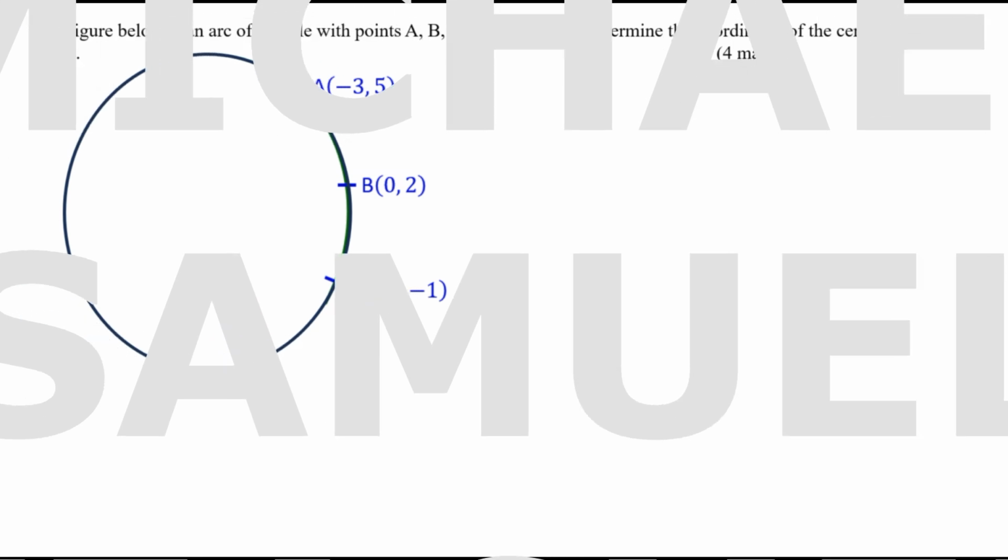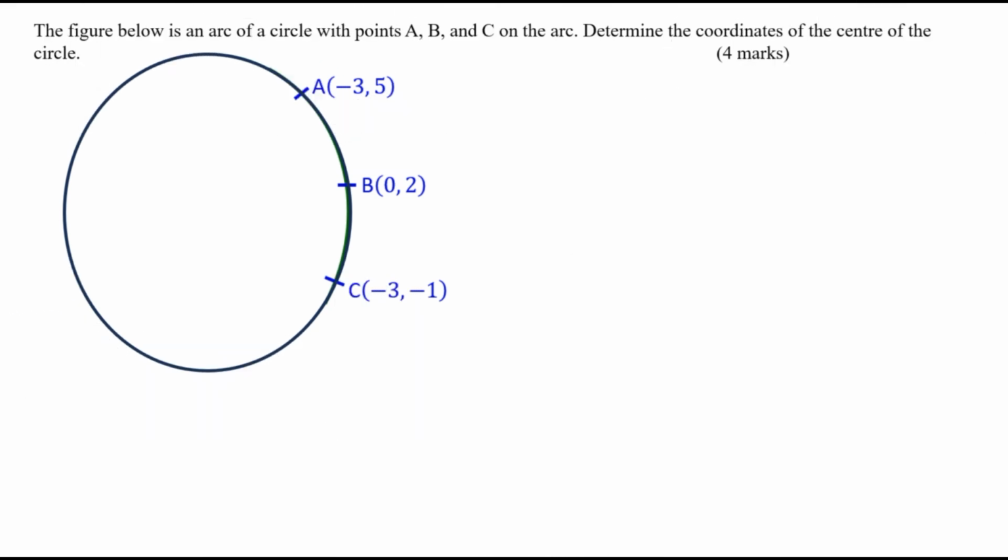This is still the question. So we need to find the coordinate of the center, OAB. Fine. Now, one thing we need to note is that since this is an arc ABC, and we have extended this circle.